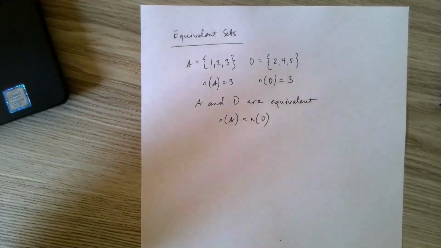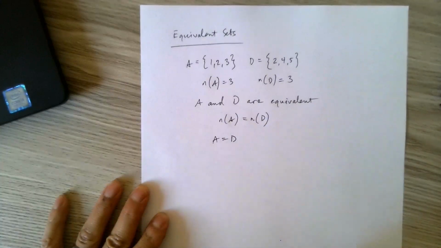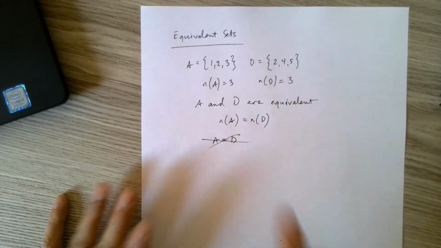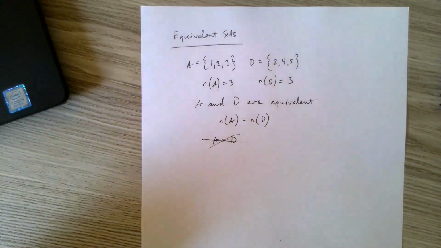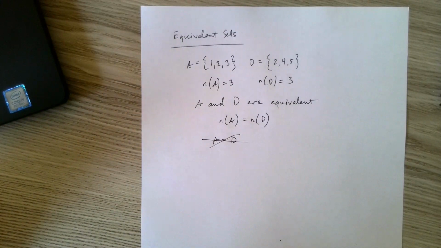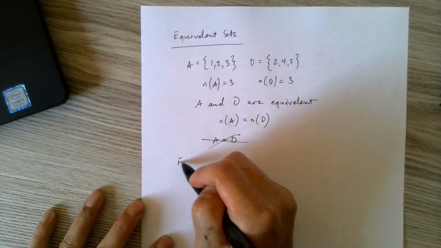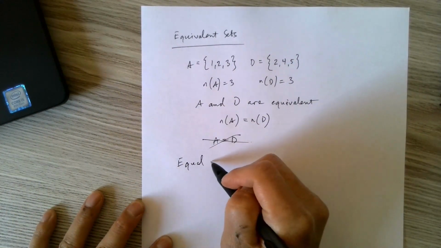Now, I cannot say the following. I can't say that A equals D. No, I can't say that because A equals D would imply that A and D are identical. They have not only the same number of elements, but the same elements, and they obviously don't. If they did have the same elements, I would call them equal sets.